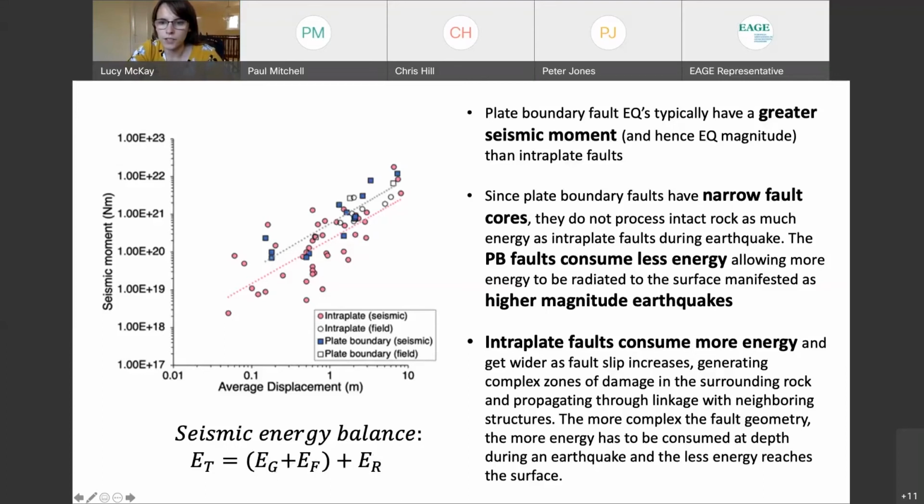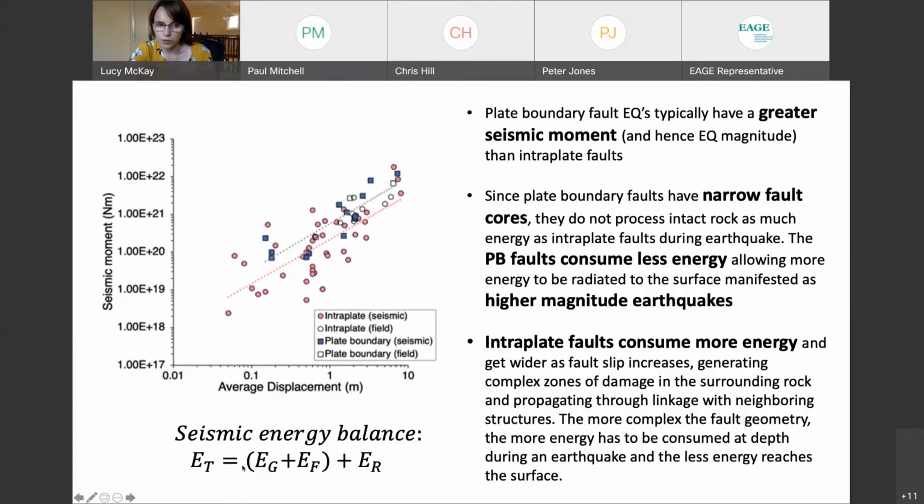So it is inferred that plate boundary faults have narrow fault cores, so for this reason they're not going to process intact rock as much as intraplate faults during seismic events. Therefore, the fault itself is going to consume less energy because it's narrow, whereas intraplate faults are wider, they're going to consume more energy. So the less energy consumed in EF and EG, the more can be radiated to the surface as ER.